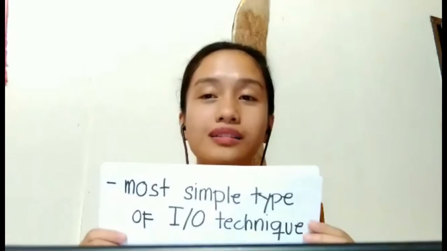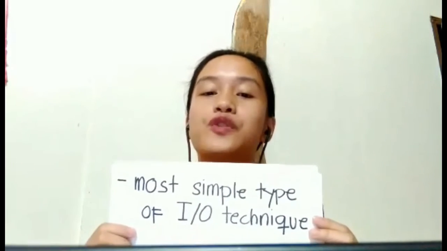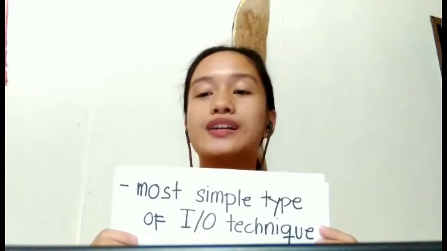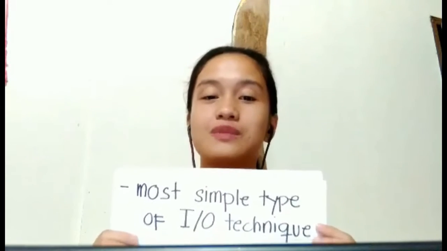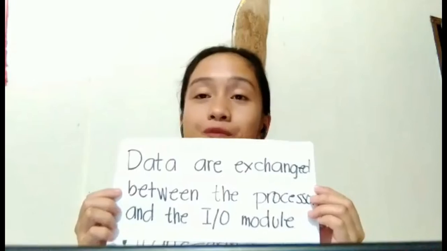Program input or output is one of the I/O techniques, alongside interrupt-driven I/O and direct memory access, or DMA. This is the most simple type of I/O technique for the exchange of data or any types of communication between the processor and the external devices. With program I/O, data are exchanged between the processor and the I/O module.